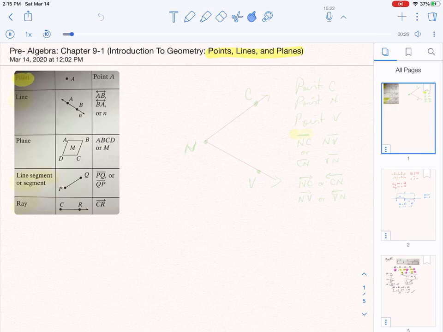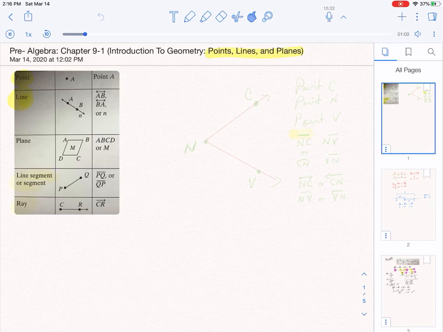Remember, a point has no size, okay? We represent a point with point A, point B. There's an infinite number of points on a line, and we are going to talk about lines as well. A line goes in either direction, and it's not going to stop. And then a plane is a flat surface. It has no thickness to it, and there are so many lines in all directions on the plane.